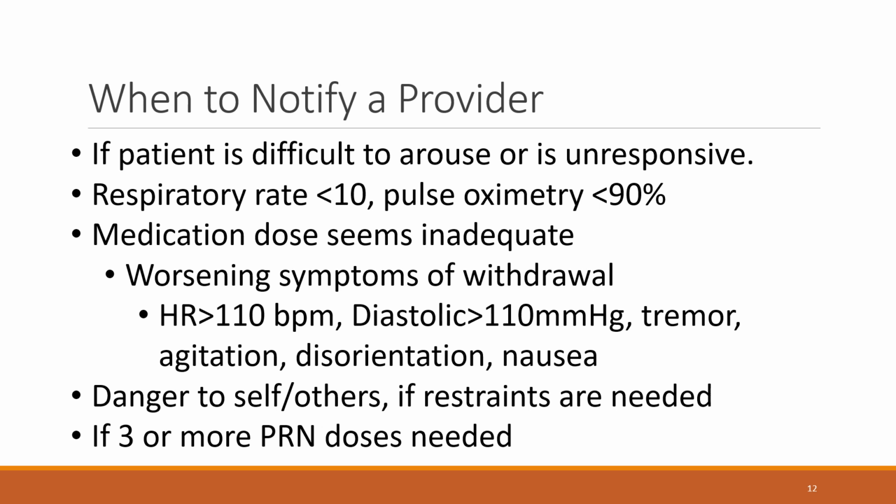Notify the provider if there are worsening signs and symptoms of withdrawal, such as heart rate greater than 110 beats per minute, diastolic blood pressure above 110, tremor, agitation, anxiety, disorientation, nausea, or vomiting despite medications per policy. For behavior creating danger to self and others, be sure to refer to policy for restraint use. Also notify if 3 or more consecutive doses of PRN symptom-based withdrawal medicines have been required, for reassessment of adequacy of dose in the regimen.